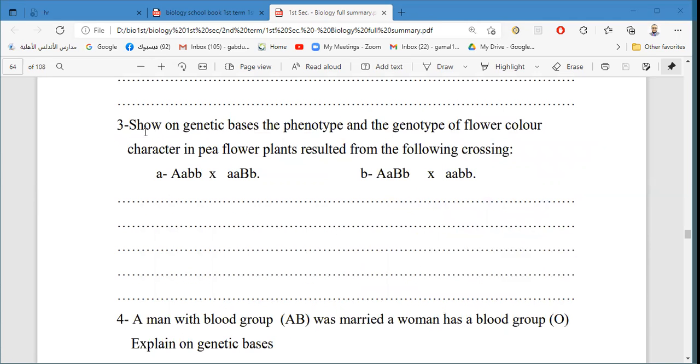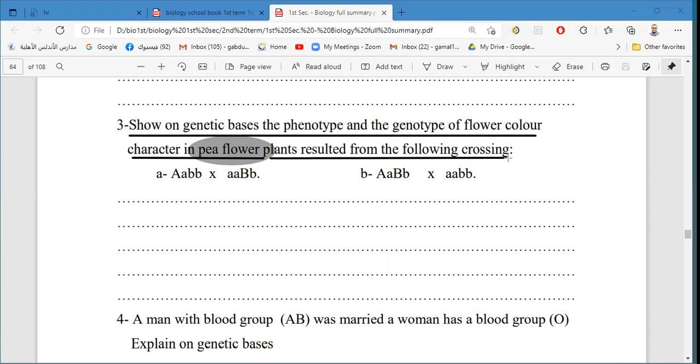We have here: show on genetic basis the phenotype and the genotype of the flower color character in pea flower. Remember, pea flower, what is the case of the inheritance in pea flower? Is it like the vegetable pea, complete dominance, Mendelian or non-Mendelian? Non-Mendelian. So, is it lack of dominance or complementary genes? Complementary genes, of course. Two pairs of genes control the trait.